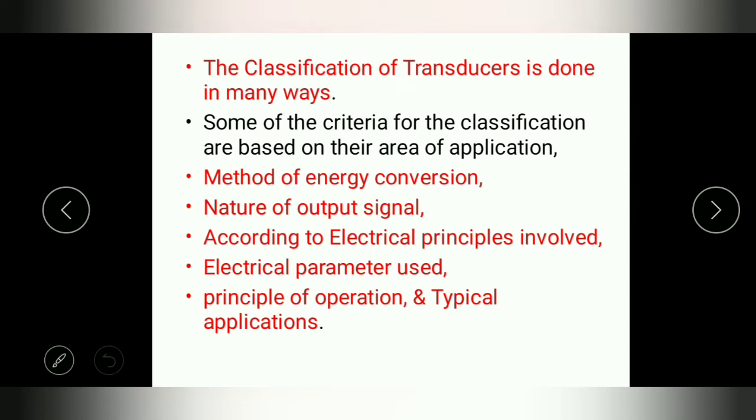So what is the parameter used? Whether the change in capacitance is used to get the output signal, or the change in resistance is used to get the output signal, or the change in voltage is used to get the output signal. Those are electrical parameters. So depending upon what parameter we are making use of, we can have some classifications. Again, the principle of operation and typical applications. So these are some of the criteria based on which we can classify the transducers.